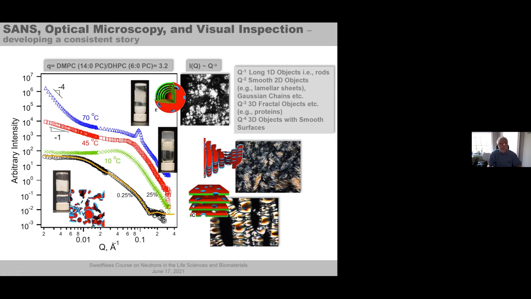So here is a milky substance made out of multilamellar vesicles. And why is it milky? Well, it's milky because these objects are micron size, no different than your milk. So it has these big objects that scatter light. You do scattering, it gives you a Q to the minus 4, which, if you know a little bit of theory, tells you that these are 3D objects. And then you have these Maltese crosses that you see over here in microscopy, which are another fingerprint for these kinds of structures, and so on and so forth.